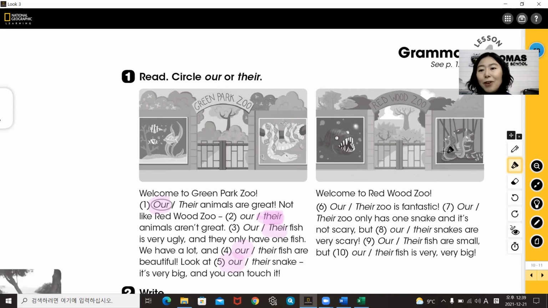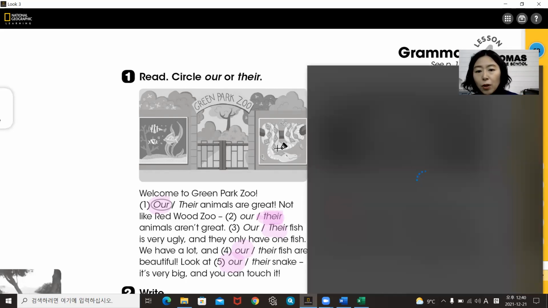Okay, then how about the next column? Then it's about the Red Juju. Okay, then welcome to Red Juju. They will talk about the good things about their juice and also bad things about other juice. Okay, then blah, blah, blah is fantastic. Good things, then you need to say our. Our juice is fantastic.